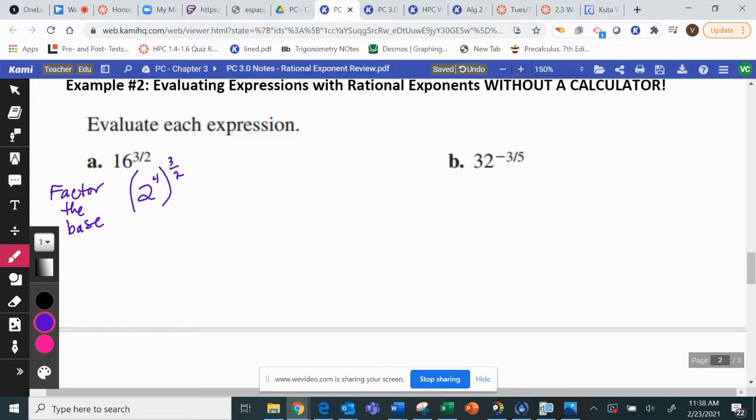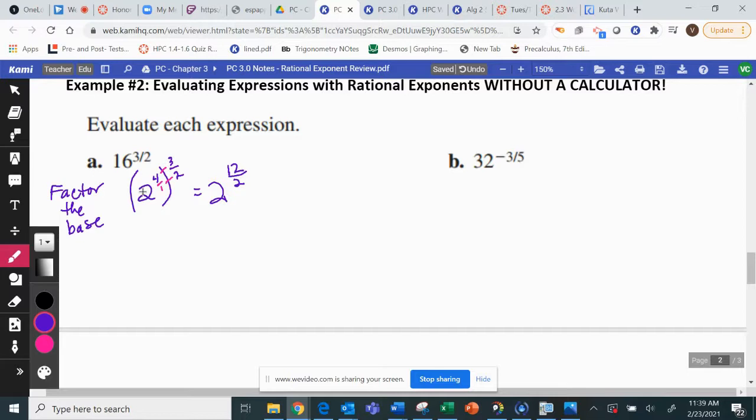Now I'm going to raise that to the 3/2 power. Raising that to the 3/2 power, we have powers next to each other, which means we multiply them. And to multiply fractions, we go straight across. So I get 2 to the 12 halves.